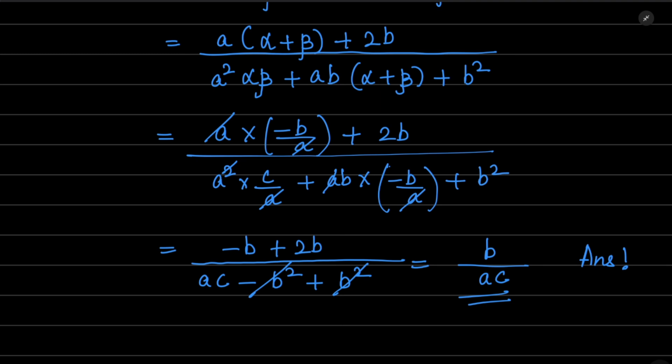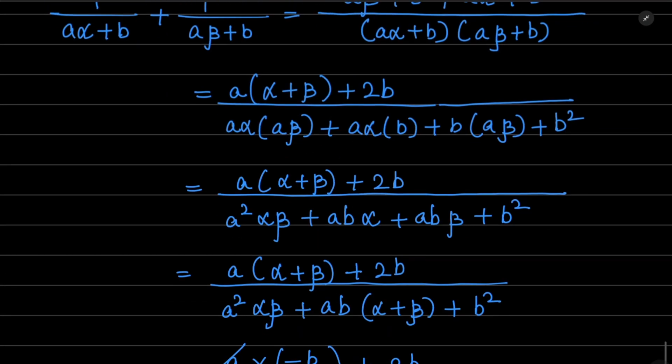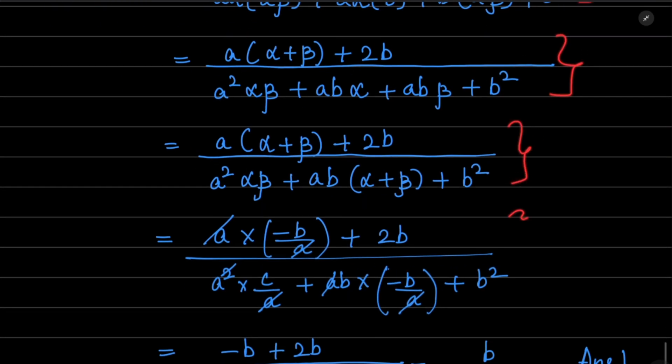So in order to get it, each step has to be correct. Only then you will be getting your final answer as b by ac. Do pause the video and try it, and then verify your answer here. Be very, very careful in multiple places. In the very first thing, when you're taking the LCM, this step has to be correct. And then when you're multiplying a alpha plus b multiplied by a beta plus b, right, individually, each term multiplied by every other term of the second expression. Be very, very careful. Do correctly each step.